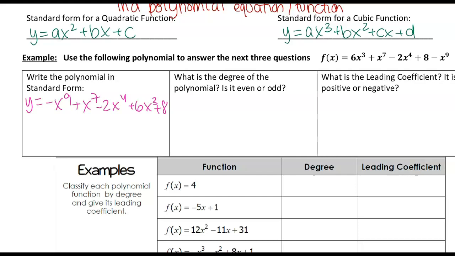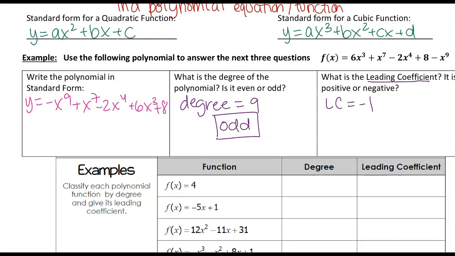So Jorge, in this pink equation that I just wrote, what's the degree for this polynomial, the entire thing? 9. Your degree is equal to 9. Is 9 even or odd? Odd. Yes. Okay, with that in mind, Jorge, last question. What's the leading coefficient? Leading coefficient is always in front of the variable with the highest exponent. Negative 1. So I'm lazy, guys. I write LC for leading coefficient, but that's negative 1. And is that positive or negative? Don't overthink it, Jorge. Negative.